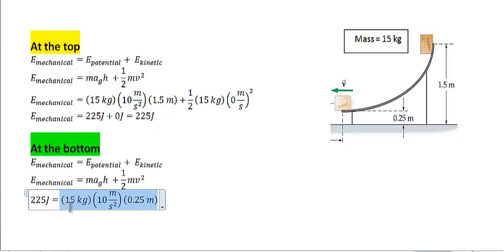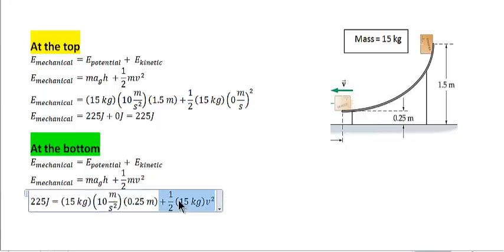Now this is the mass, the acceleration due to gravity, and 0.25. That's how high it is off the ground, 0.25 here. So that's the potential. And then the kinetic, 1/2 the mass times v squared. We do not know what v is. That's what we're trying to figure out. And now it's a matter of simplifying the terms, and you grab your calculator and you solve for v. You will find out that v works out to exactly 5 meters per second.